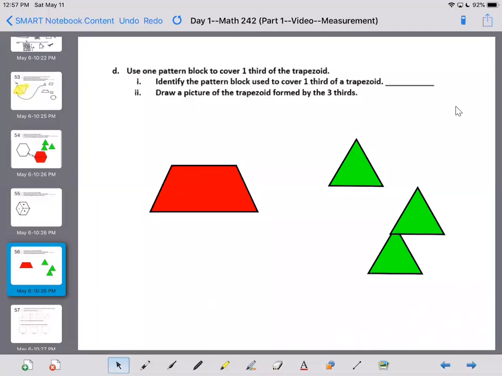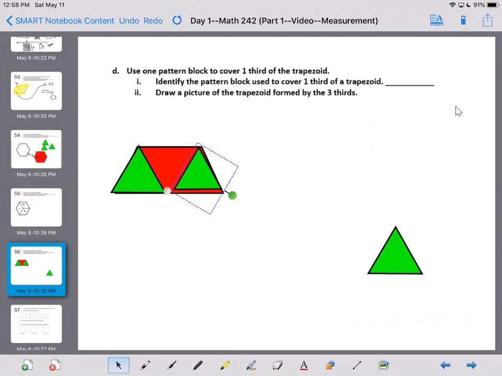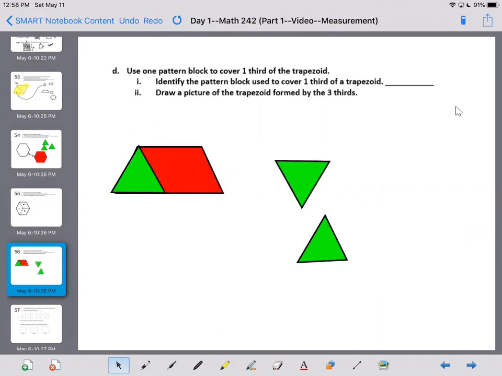Next question is using a pattern block to cover a third of the trapezoid. So here we've got our trapezoid, and they're going to be a little bit off with the size, but when we put in 3 triangles, we'll just rotate our triangle so that we can fit that in there. So we would see that. Identify the pattern block used to cover a third of a trapezoid. Well, that's the whole. So a third of it we would see is the triangle. And then we've got a picture drawn of the trapezoid formed by the 3/3.